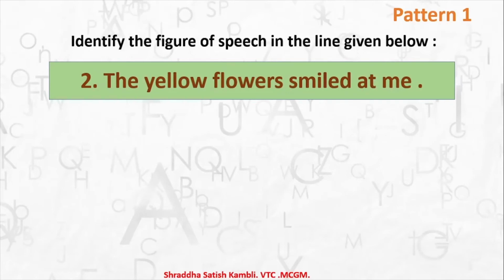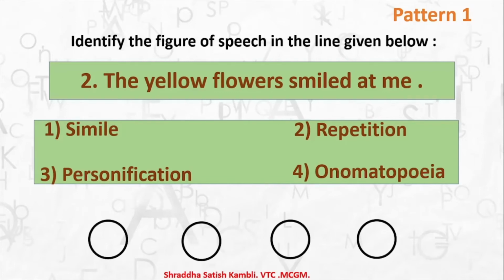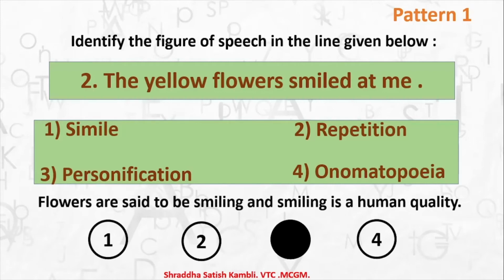Okay, coming to the question number 2. The yellow flowers smiled at me. Now all of you must be knowing that flowers, can they smile? Of course not. So let's see what are the options that are given to us. So you have 1 simile, 2 repetition, 3 personification, 4 onomatopoeia. So which is the answer? Yes, it is answer number 3, personification. And what is the explanation that you can give? Flowers are said to be smiling, and smiling is a human quality. Human beings can smile. Okay, flowers or fruits or trees cannot smile.